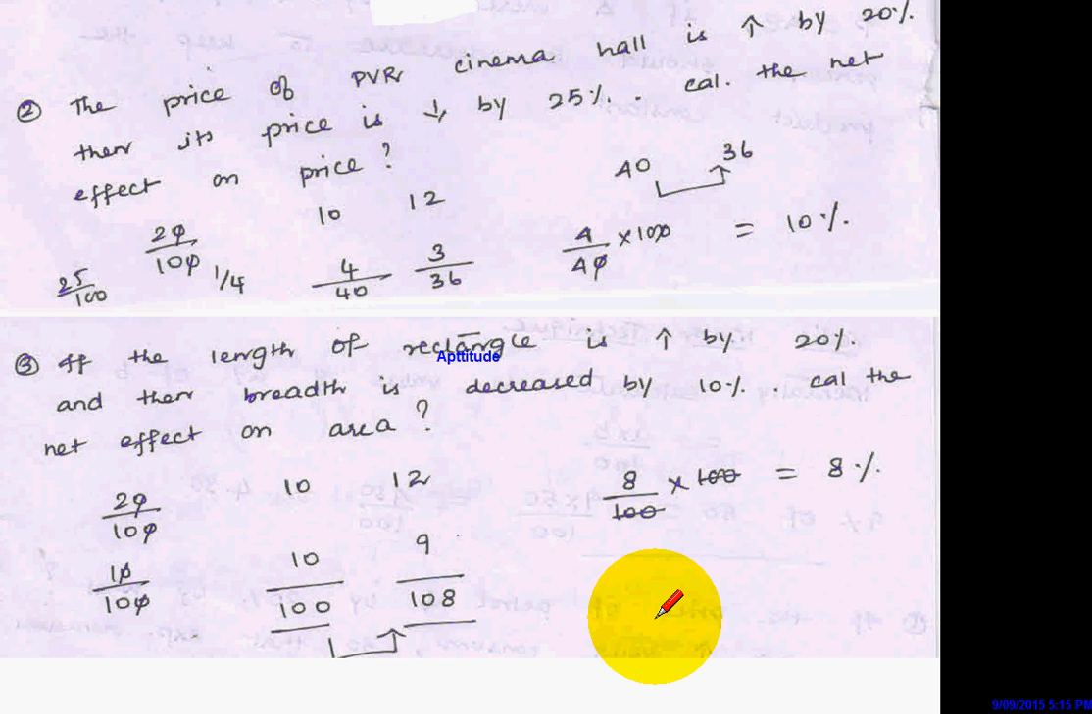First of all, it is increased by 20%. So 20% can be written as 20 by 100. Cancel it, it is 2 by 10. Write the base 10 here. And since it is increased, add the value 2 to 10. 10 plus 2 will give you 12.